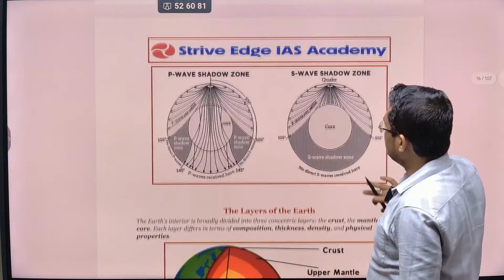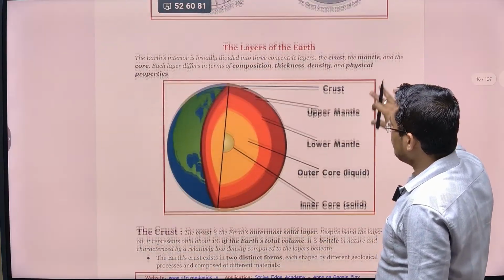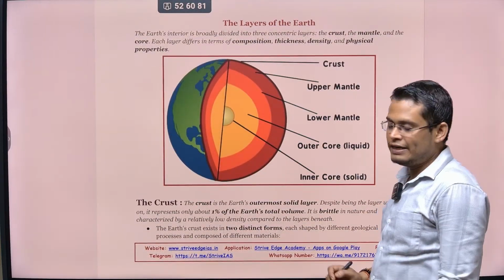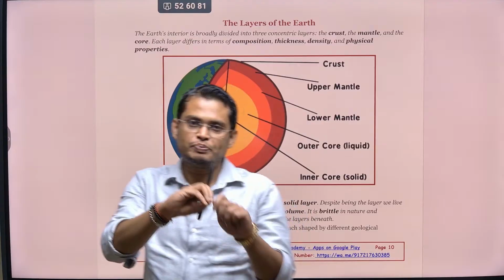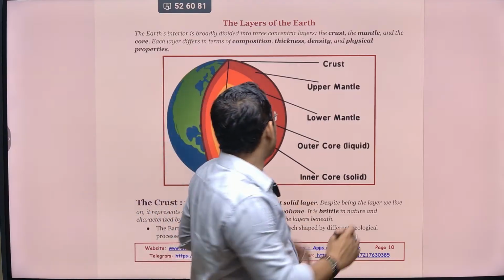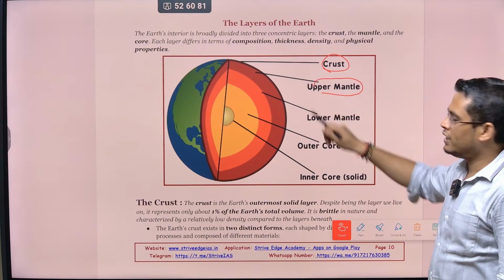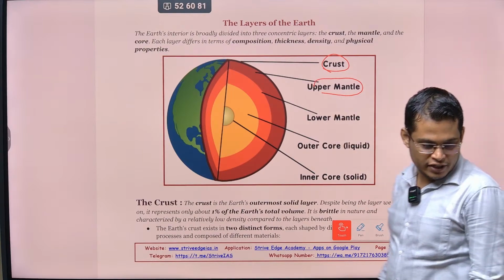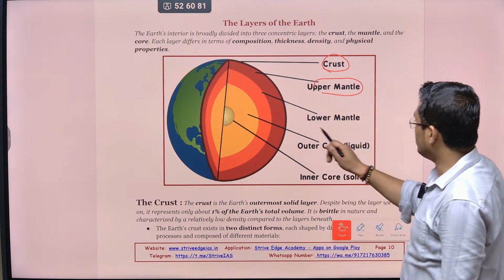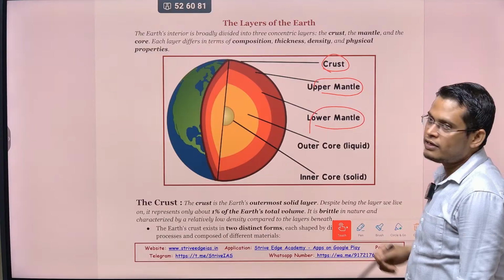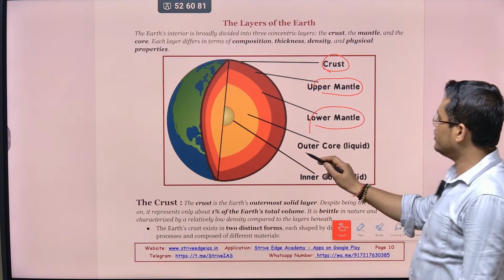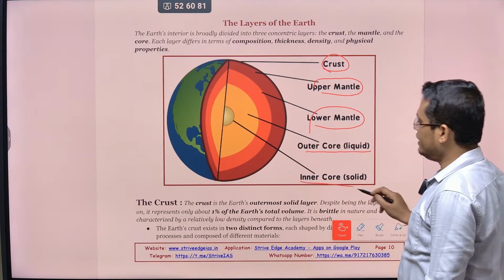The earth consists of three concentric layers, just like an onion. If you peel the onion layer by layer, the outer layer is called the crust and the middle layer is called the mantle. The mantle is further divided into upper mantle and lower mantle, and the inner layer is called the core, which is further divided into outer core and inner core.